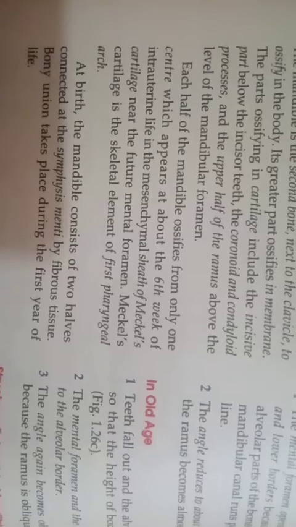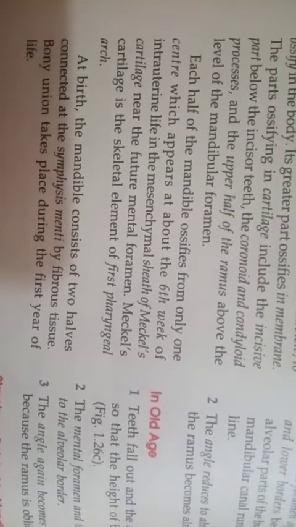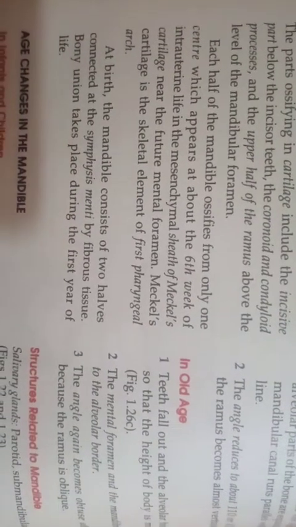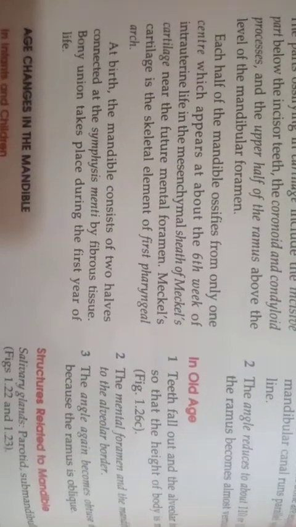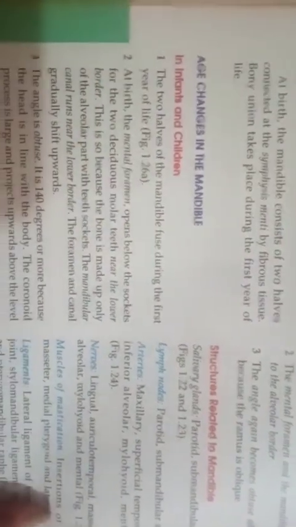Each half of the mandible ossifies from only one center, which appears at the fourth to sixth week of intrauterine life in the mesenchymal sheath of Meckel's cartilage near the future mental foramen. Meckel's cartilage is the skeletal element of the first pharyngeal arch. At birth, the mandible consists of two halves connected at the symphysis menti by fibrous tissue. Bony union takes place during the first year of life.